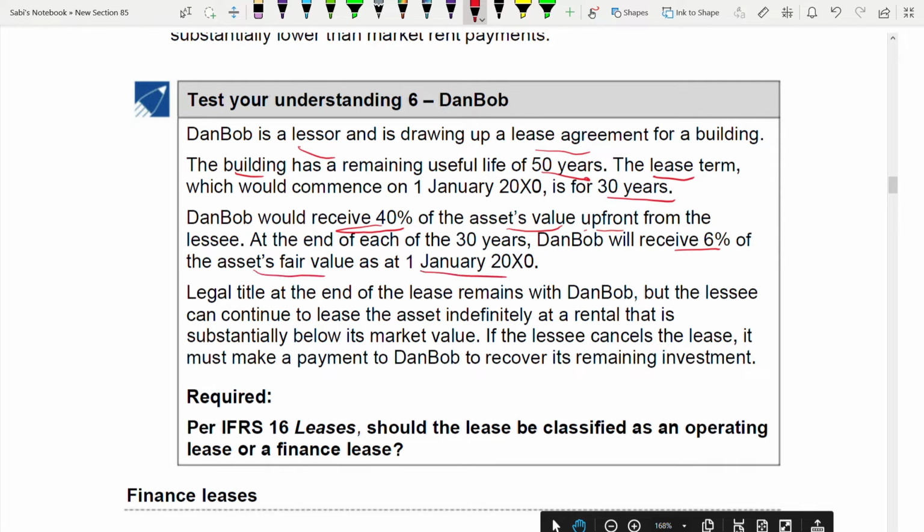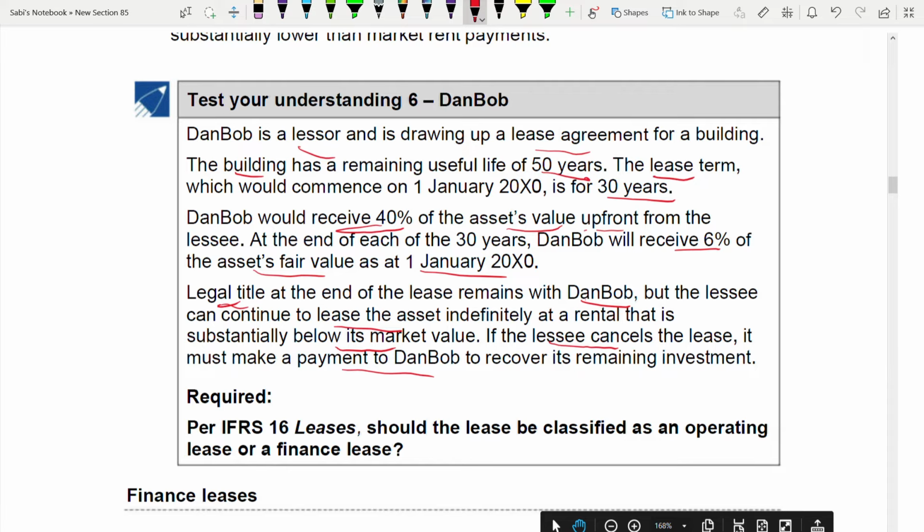Legal title at the end of the lease remains with Dan Bob. That means legal title has not been passed to the lessee, but the lessee can continue to lease the asset below its market rent. If the lessee cancels the lease, it must make a payment to Dan Bob. You see, if he cancels, he has to make a payment to Dan Bob to recover his remaining investment.